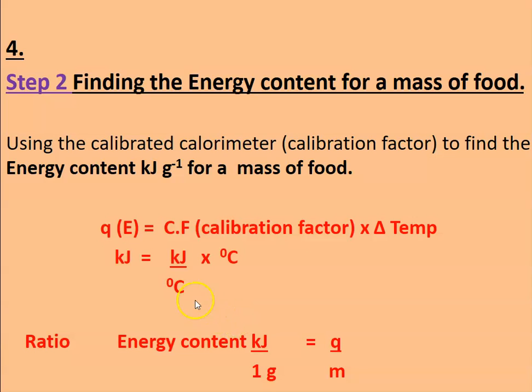Okay, last one. So now that you've found the calibration factor for your calorimeter, how many kilojoules or joules for every degree that it goes up, then you do your reaction with a certain mass of food in it. So you completely combust the mass of food and get the energy out of it, and then work out the temperature rise for your food, and then you can work out how many kilojoules your food released. You know how many kilojoules it was for a certain mass, so you can work out how many kilojoules per gram.